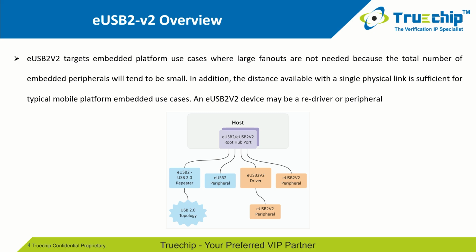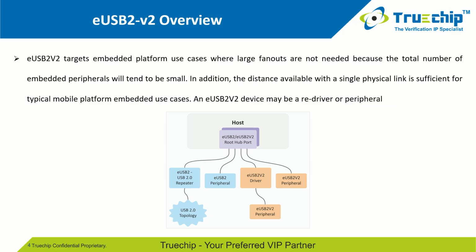eUSB2 V2 targets embedded platform use cases where large fan-outs are not needed because the total number of embedded peripherals will tend to be small. In addition, the distance available with a single physical link is sufficient for typical mobile platform embedded use cases. An eUSB2 V2 device may be a redriver or peripheral.